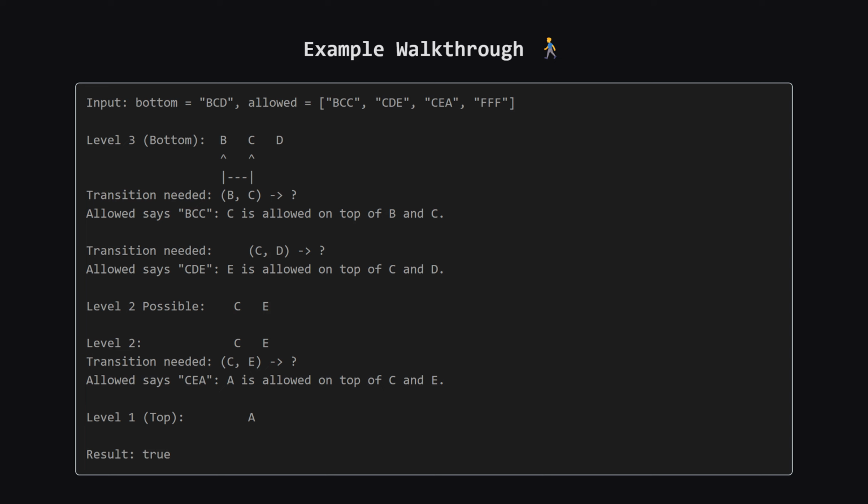Now we repeat the process for this new row. We have C and E. Is there a pattern for that? Yes. CEA means A can go on top. We've reached the top with a single block A. Since we successfully built the whole thing, we return true.